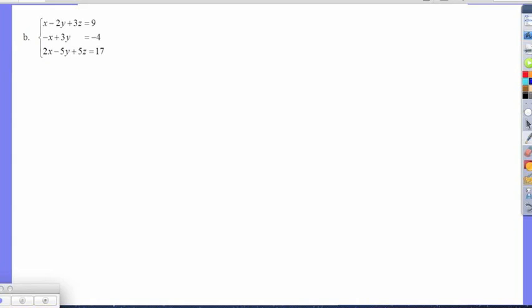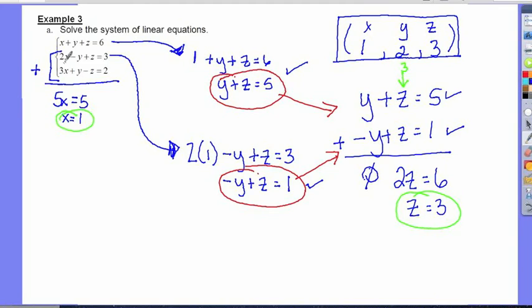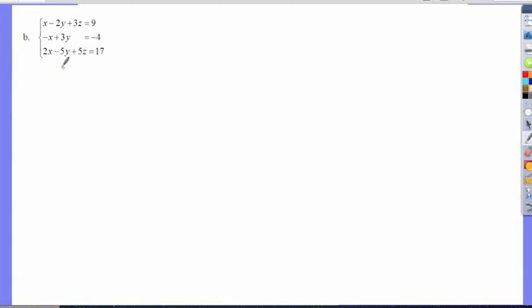The reason on this previous example I went with these last two equations is because I noticed that the y's and the z's would cancel. But most of the time, just to be consistent, I will work on eliminating the x's. So usually I will just go ahead and eliminate the x's.